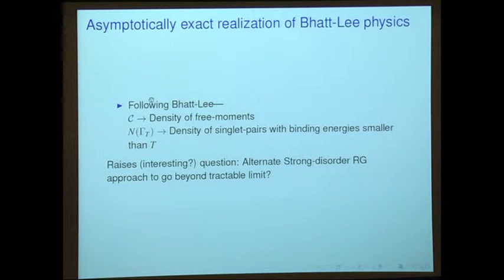So this is the result, but then the interpretation I'd like to suggest for it is what I was alluding to. Following Bhatt and Lee, I'd like to think of C as the density of free moments, moments that never bind into a singlet with any other spin all the way down to zero temperature. They're really isolated spin variables. And I'd like to think of n of gamma as the density of singlet pairs with binding energies smaller than temperature. Now, this is a very attractive picture, but the problem is the way I do the calculation has nothing to do with this picture. And an open question, which I hope you think is interesting, is whether you can come up with an alternate renormalization group approach that makes this picture more plausible or explicit in this system.